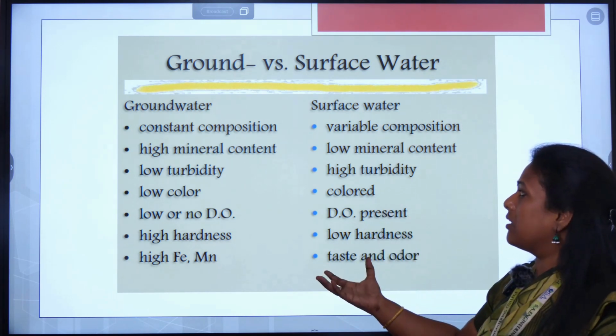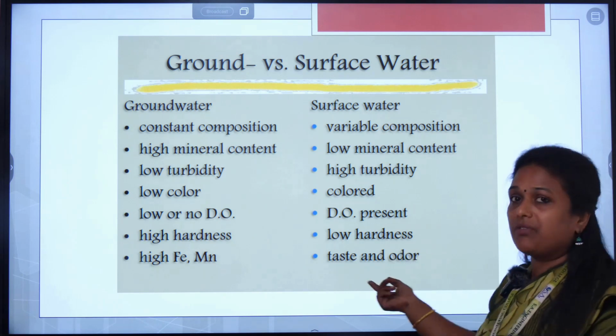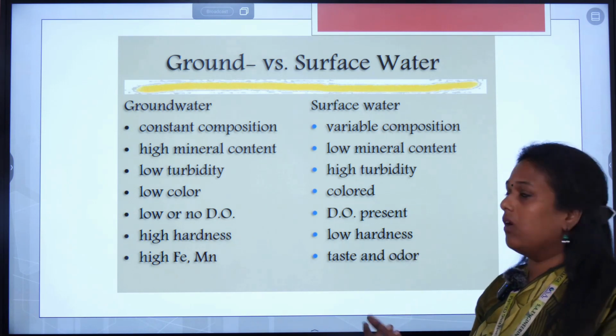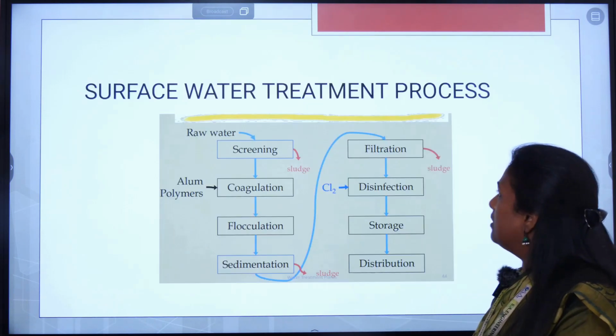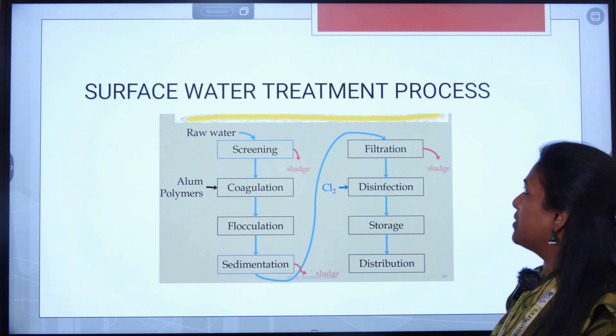So when we are treating the groundwater, we have to have a different water treatment process. When we are going for a surface water, then the treatment process should be altered. Now let us look into the flow of the surface water treatment.